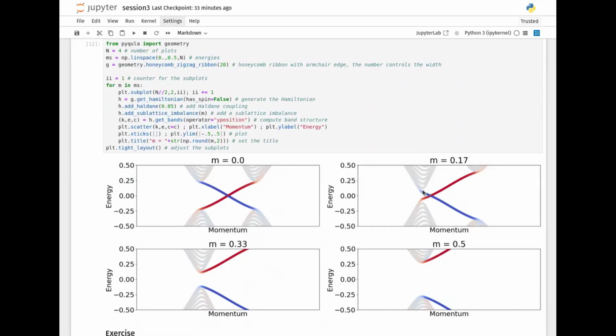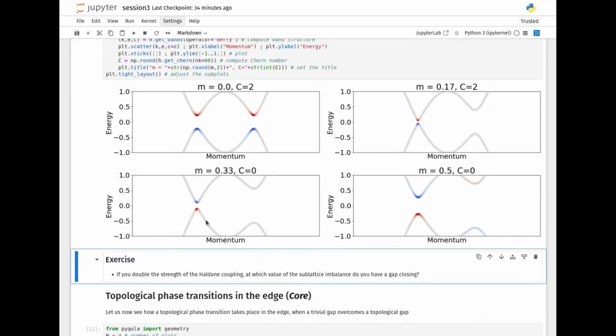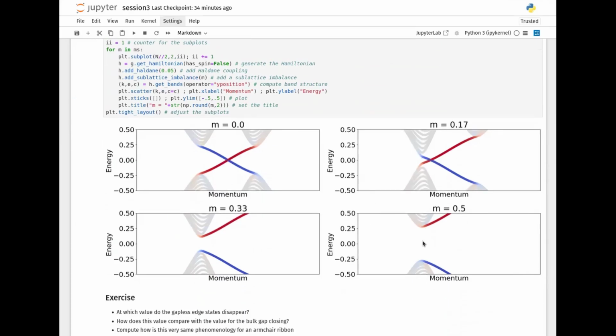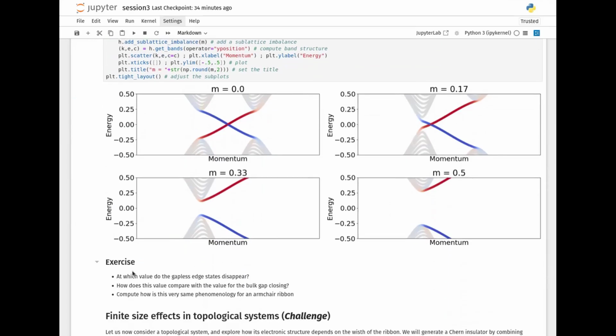And then if you keep increasing the sublattice imbalance, then you get a gap inversion, right? And now the gap opens up again, but now you don't have any in-gap edge states anymore. You have these states here, but these states are not topologically protected. And so in this regime, you have Chern number equal to 0, which is what you observe over there. And if you keep increasing the sublattice imbalance, you open the gap even more, and you have a trivial gap. And so let's go through the exercise.